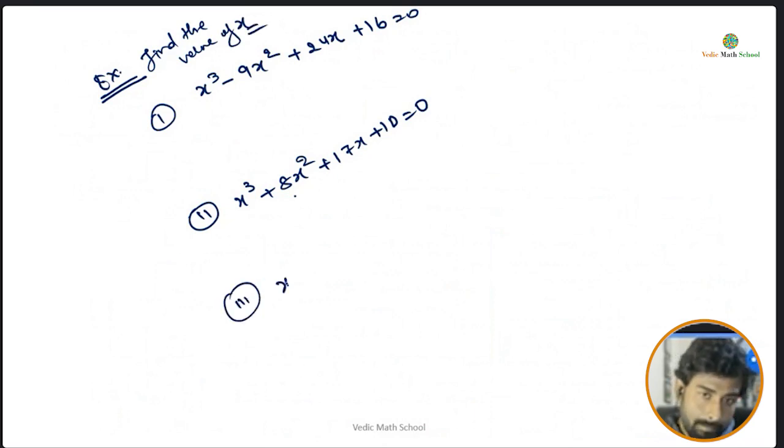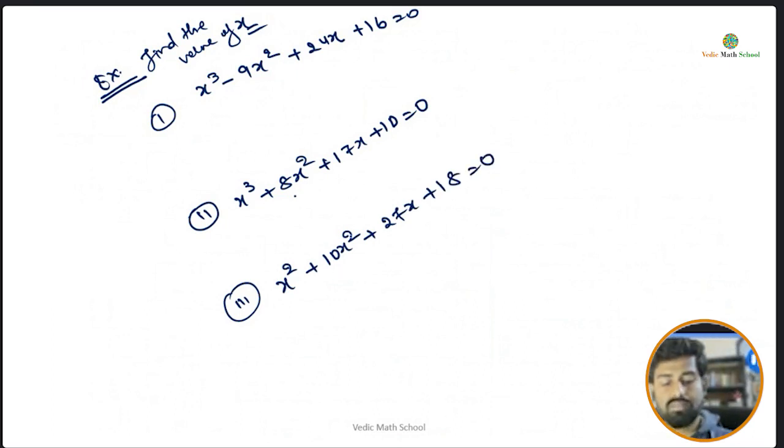Third example, x cube plus 10x square plus 27x plus 18 equal to 0. Okay, these are the problems. Do the practice. Probably you will get the concept from there only. Okay. So our topic is completed.